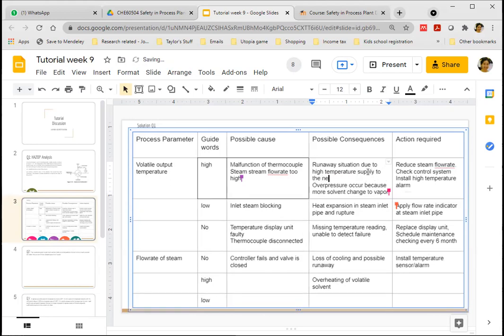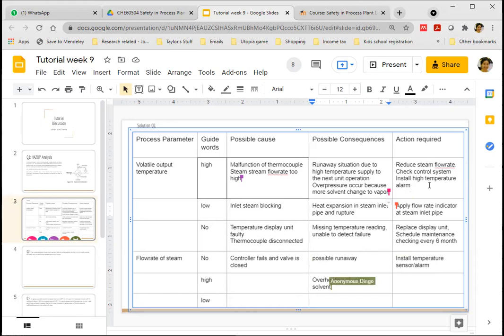Right, next unit operation. Okay, so air pressure occurs, more solvent changes to vapor. Yes, that is another possibility.